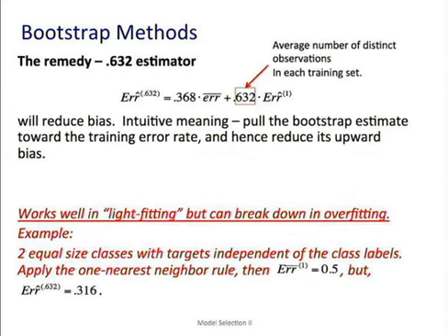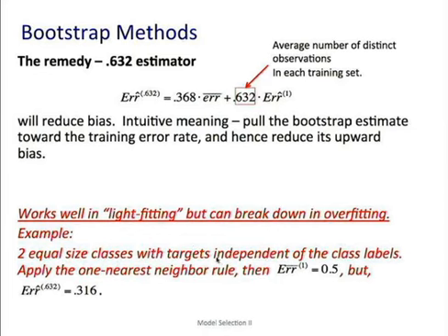Now, the 0.632 estimate is okay. And you also read about that in this paper, different terminology though, a little different notation, but anyways, it works well. But it can break down in overfitting situations. And so more recently, they came up with another estimate. So here's an example they give.